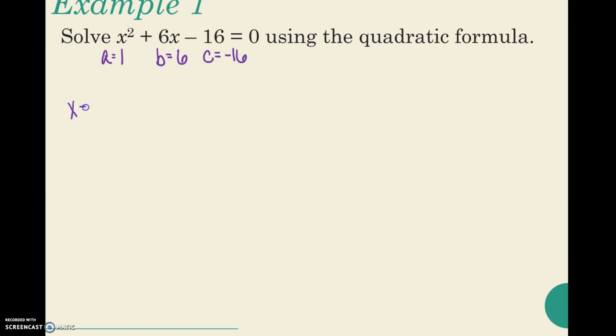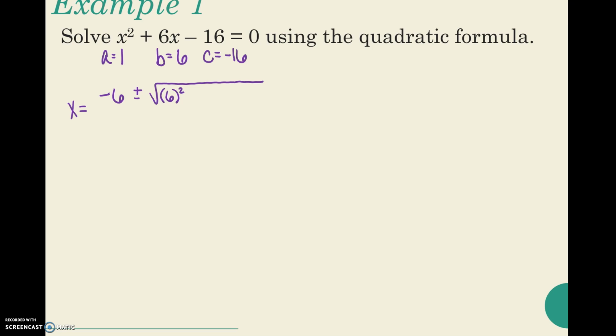The quadratic formula goes like this. X equals the opposite of b. I call it the opposite of b because if b is positive, you put in negative. If b is negative, you would put in positive. So opposite of b, negative 6, plus or minus the square root of b squared, so 6 squared.